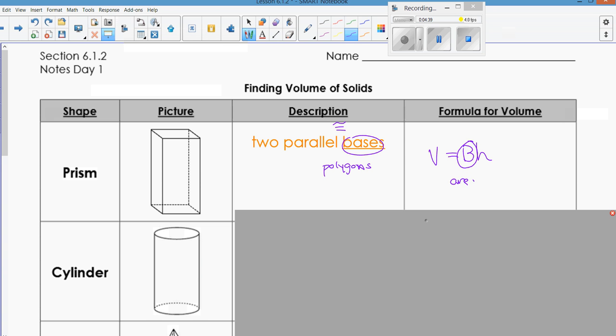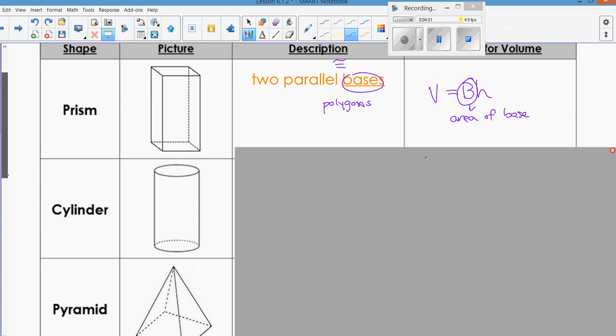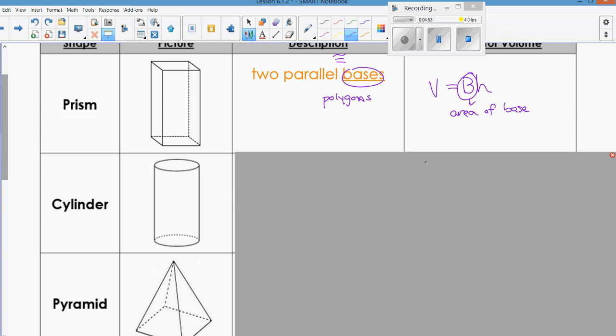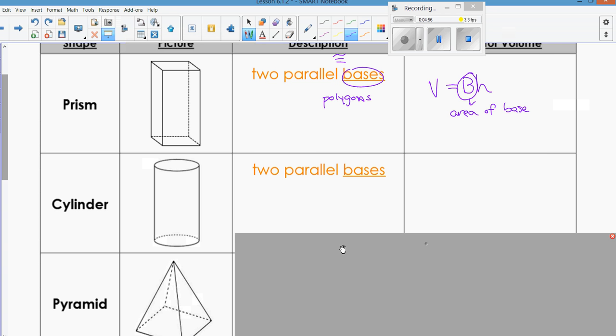and remember that capital B means area of base. So that base will change. That base could be a triangle, which is 1/2 base times height. That base could be a rectangle, length times width. That base could be a polygon, so 1/2 apothem times perimeter. Okay. A cylinder is very similar, but instead of the bases being polygons, the bases will always be circles. The formula is the same, area of the base times the height.